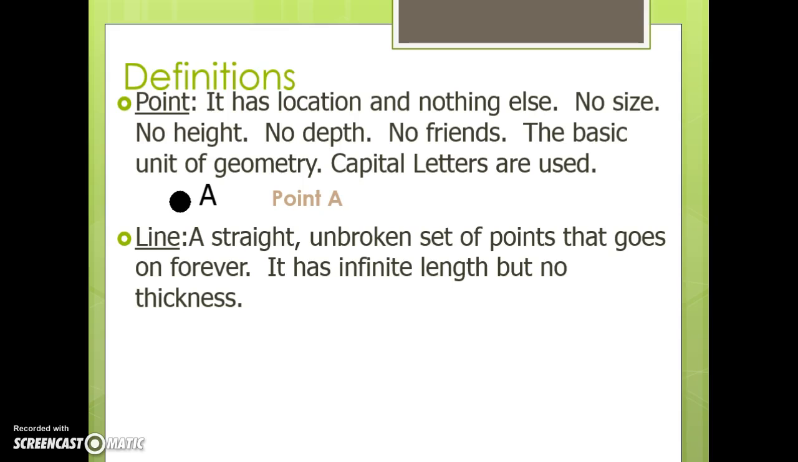A line: a straight, unbroken set of points that goes on forever in two directions. It has infinite length, but no thickness. Now, the other thing I want you to be conscious about is that when you take notes, you don't have to write this word for word. You can abbreviate, and that would be perfectly fine, as long as you know what it means, because these notes are for you. Point A.